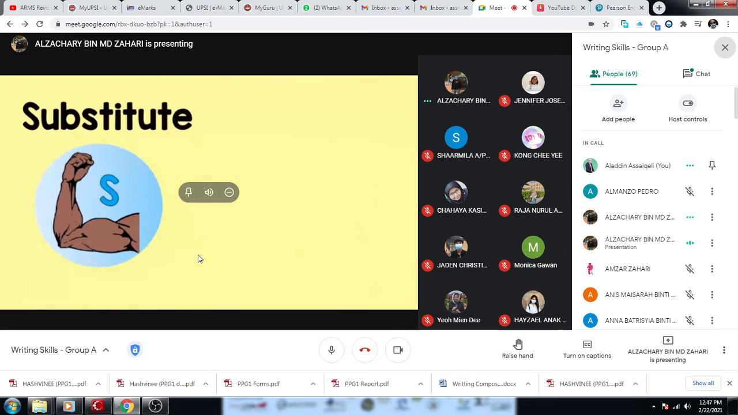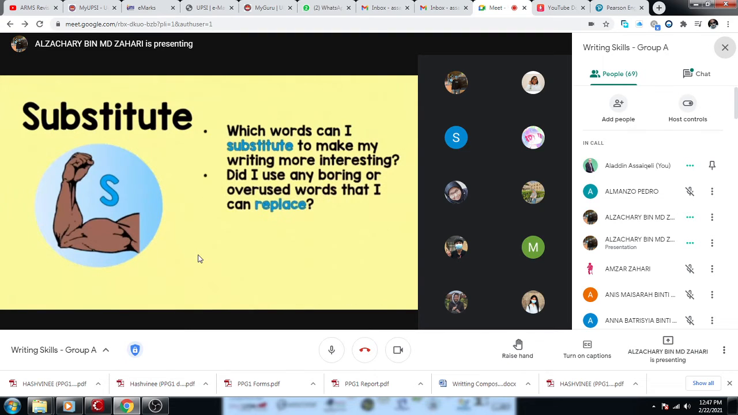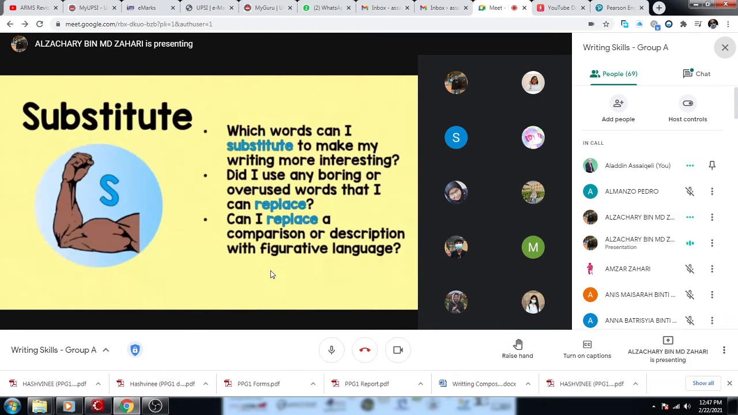Finally, let's talk about the S, substitute. As you revise your writing, ask yourself, which words can I substitute to make my writing more interesting? Did I use any boring or overused words that I can replace? Can I replace a comparison or description with figurative language?